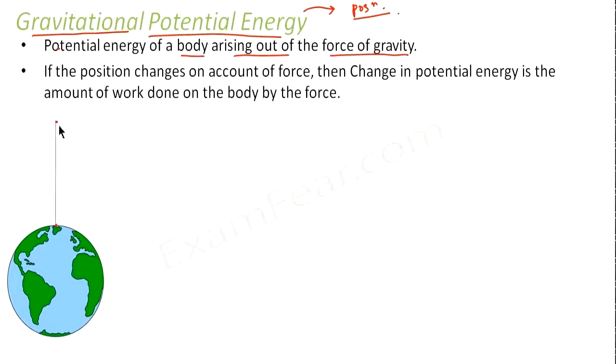Or you can take it like this. Let us suppose some object was initially at point P. Later it came to the surface of the Earth, that is to point Q. And this change in position took place only because of the force of gravity. That means due to the gravitational force, this object changed its position from P to Q.